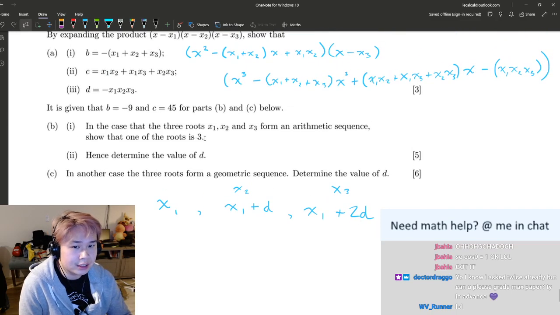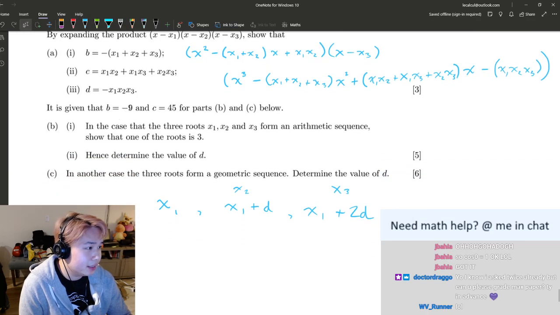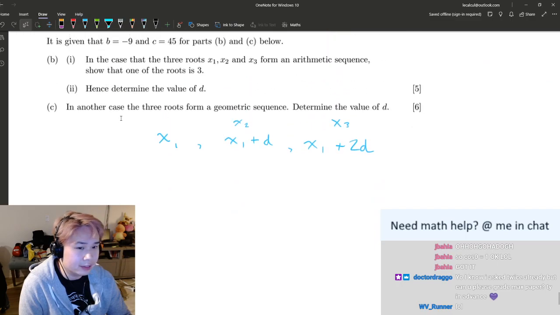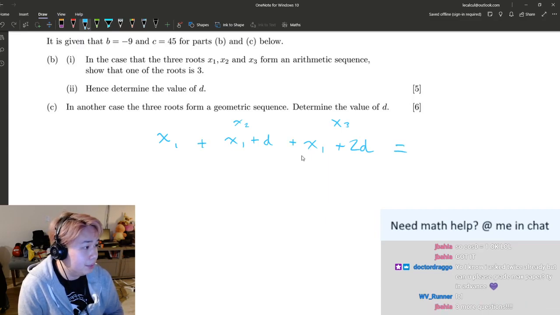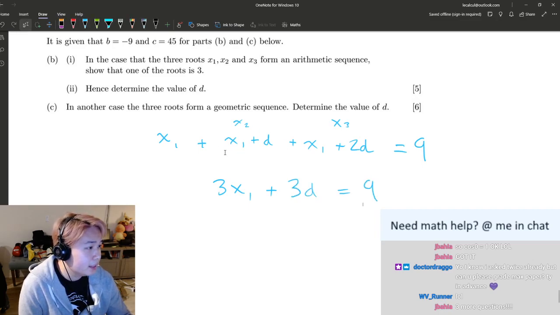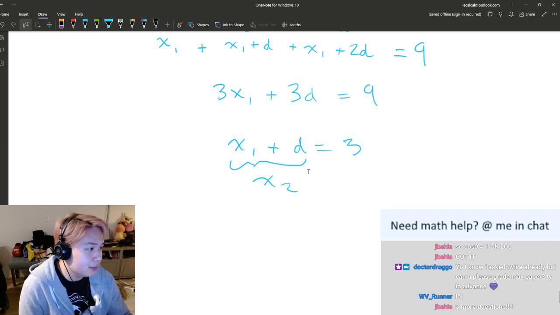And then what we're going to do is use the fact that if you add them all up and take the negative, then you have -9. Or in other words, if I add up these, I get positive 9. So if we simplify this, we get 3x1 plus 3d equals 9. And we can divide everything by 3, so you get x1 plus d is equal to 3. In other words, remember what this is. This is x2. So we've shown that one of the roots is 3.